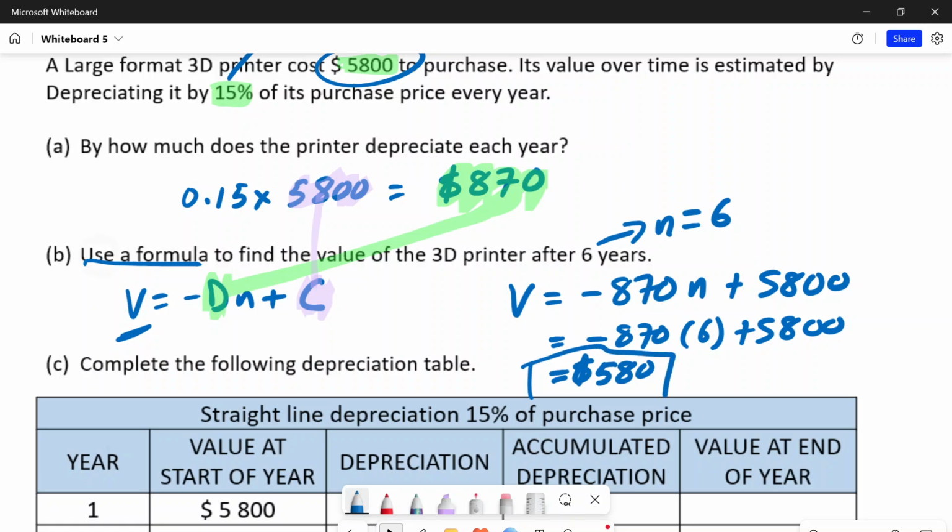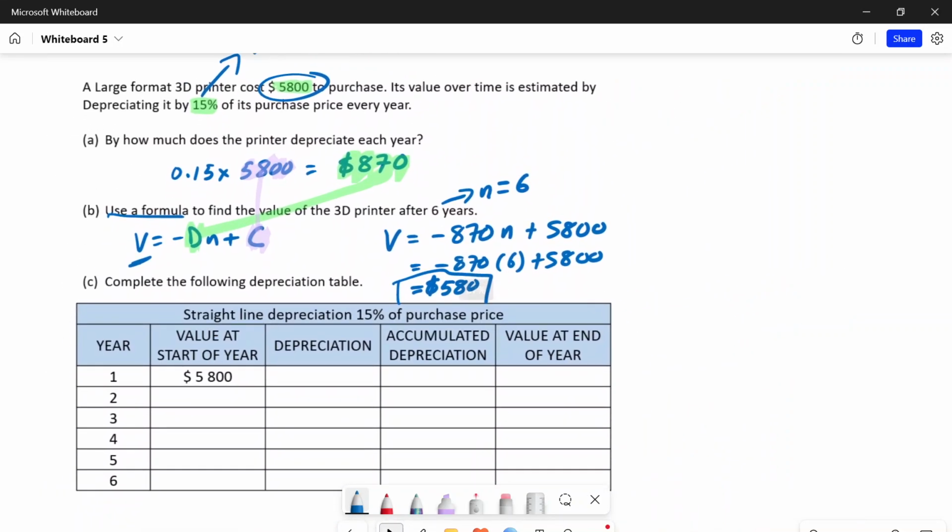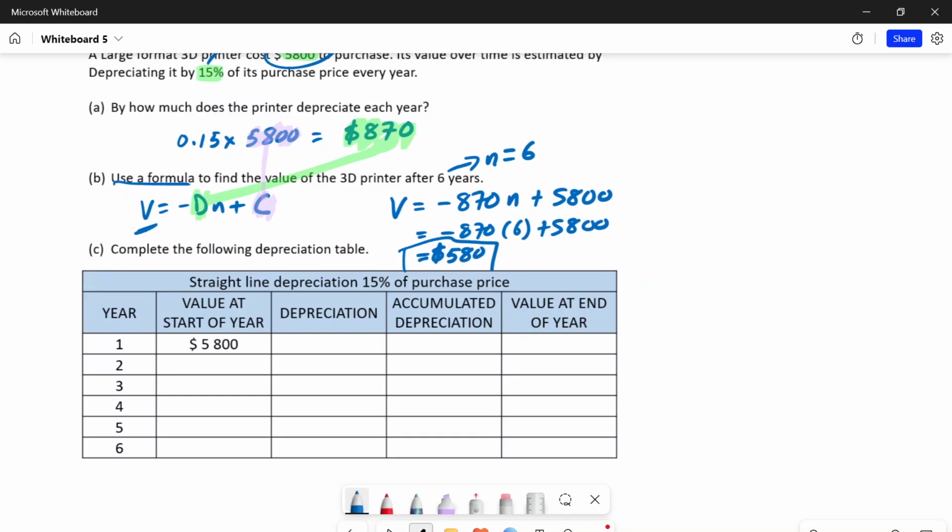Okay, so that's the value after 6 years using a formula. You could have just counted down, taking $870 off each year, but because they asked us to use the formula, we needed to do that in that equation. However, we're about to do the depreciation table. We're going to check whether this matches up with the calculation we've just made.